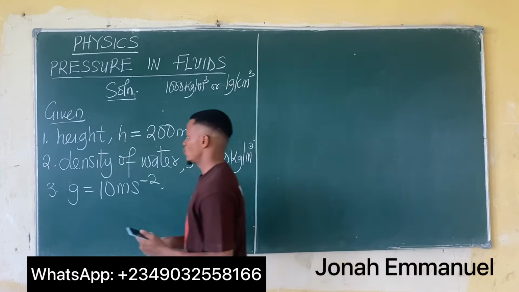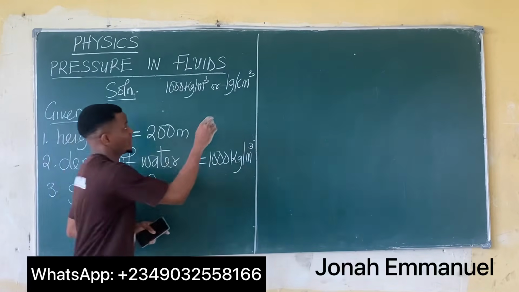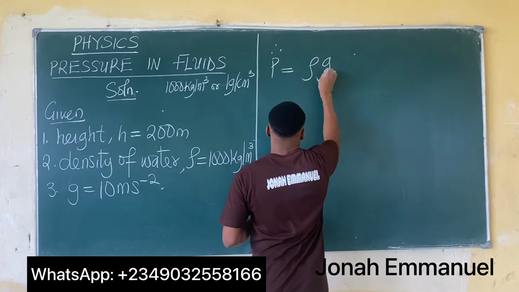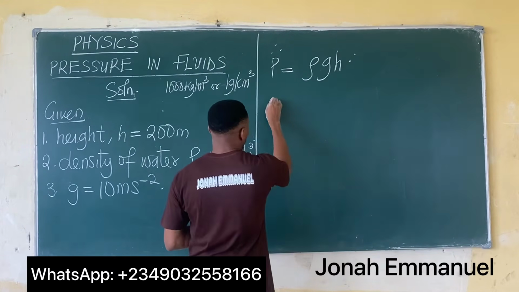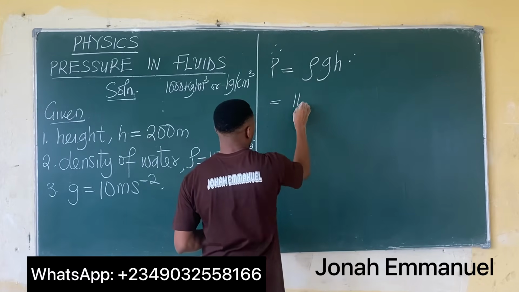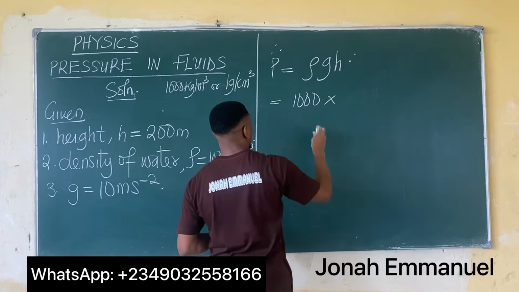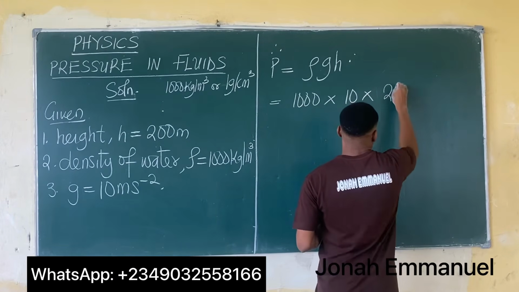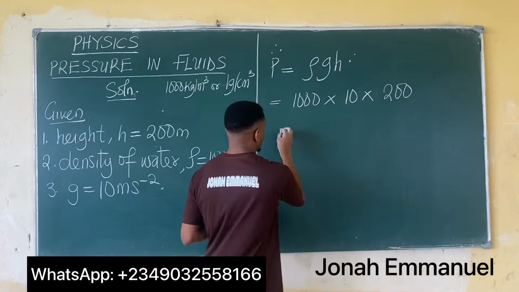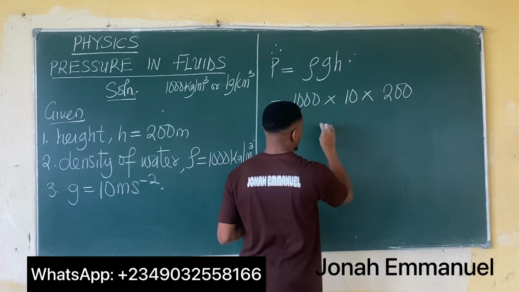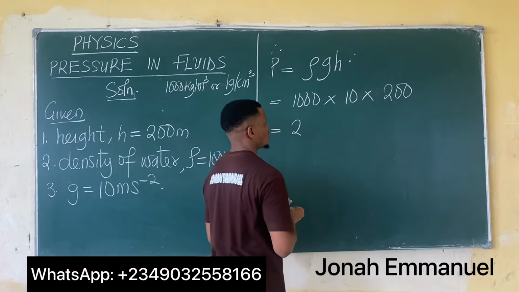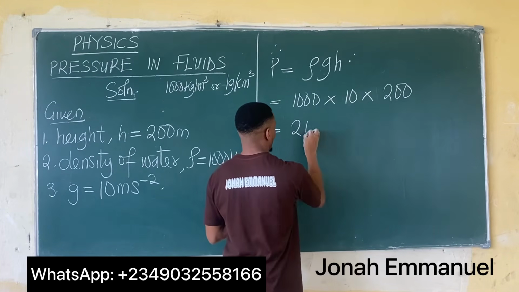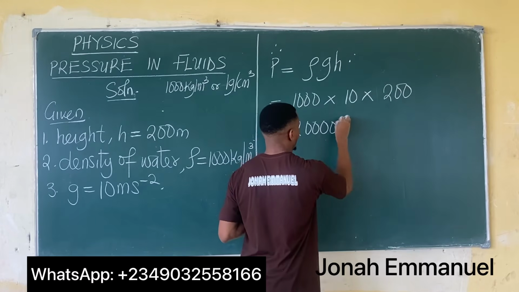Alright, so therefore, the pressure P is equal to rho times G times H. And that's equal to density of water, 1,000, times gravity, 10, times the depth of the dam, 200. Alright, so let's get this done. If I multiply all of this, that becomes 2. Simply count the number of zeros: 1, 2, 3, 4, 5, 6.